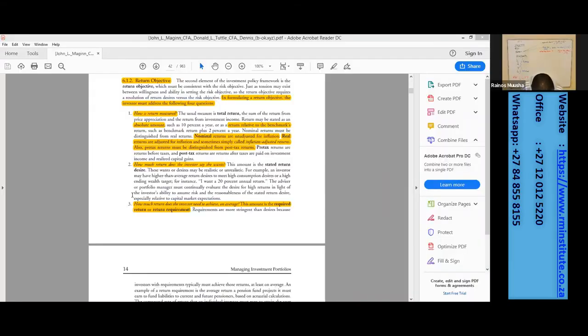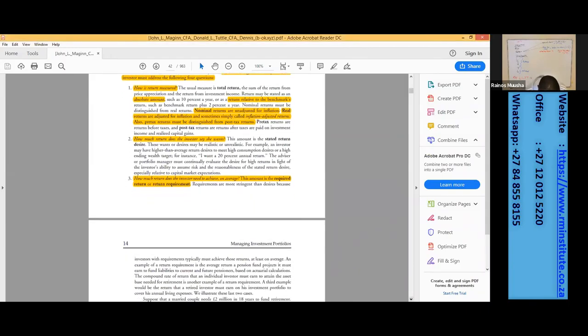The second question to be addressed is how much return does the investor say she wants? So you need to check to see exactly what the desired rate of return would be for the investor as well, so that you're able to know exactly what the investor is trying to achieve and ideally how much they want to be able to get as well.